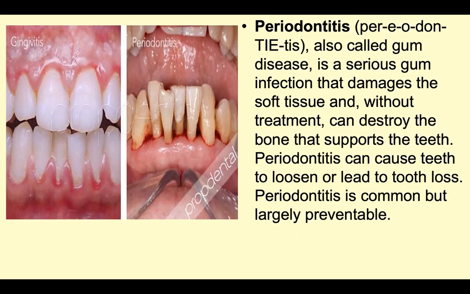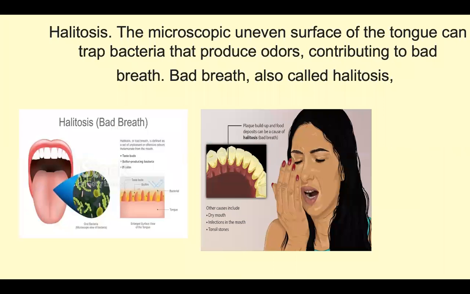You can see in this picture the healthy gum, then gingivitis, which is inflammation of the gums, then periodontitis. Then there is halitosis. The microscopic uneven surface of the tongue can trap bacteria that produce odors, contributing to bad breath. Bad breath is also called halitosis. What are the causes of halitosis? Mostly older age, and if you do not clean your teeth and mouth, there are chances of halitosis.